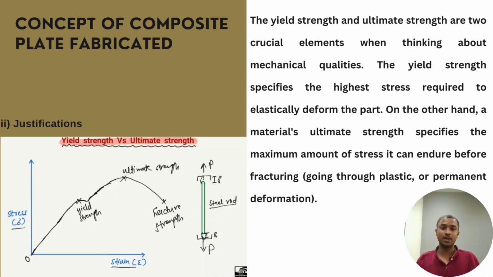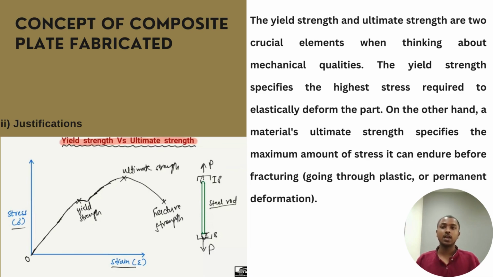Hello, my name is Shankar. My matric number is CF220167, and now I'm going to explain about justifications. So, yield strength versus ultimate strength. As our lecturer instructed us to perform a project based on stress and strain in a particular material but different material from other groups, our group chose aluminum foil as our material.